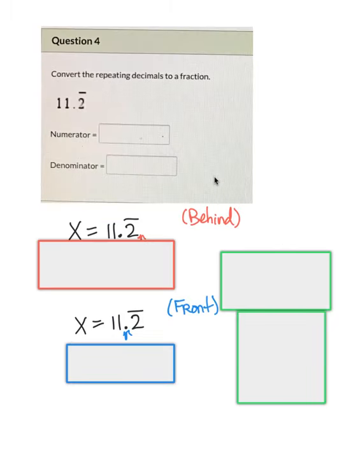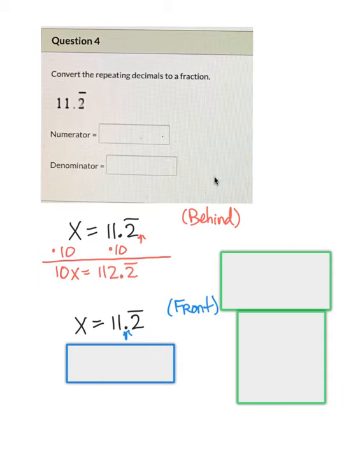Here is number 4. Again, we're going to do number 4 kind of like number 3. We want to make those two equations that we've been making. And so we're going to go ahead and write down x equals 11.2 repeated. Make a behind. So take the decimal, move it over to behind. We're moving it once. So we're going to take this equation, multiply it by 10. We're going to get 10x equals 112.2 repeated.